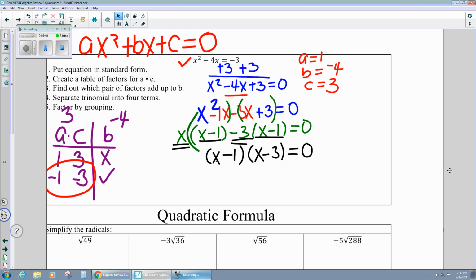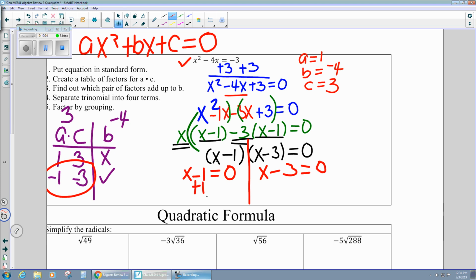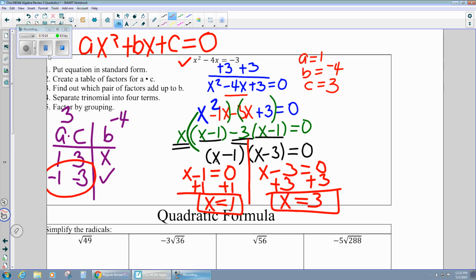Okay, so once we have the factors, what you want to do is divide them up into two equations. I have x minus 1 is equal to 0, and x minus 3 is equal to 0. You set each factor equal to 0. To solve on my left side, let's add 1 to both sides, and I get x is equal to 1. To solve on your right side, let's add 3 to both sides, and you get x is equal to 3. Make sure you're very comfortable with factoring. That does appear on the regents a lot. We're going to work on the quadratic formula next.